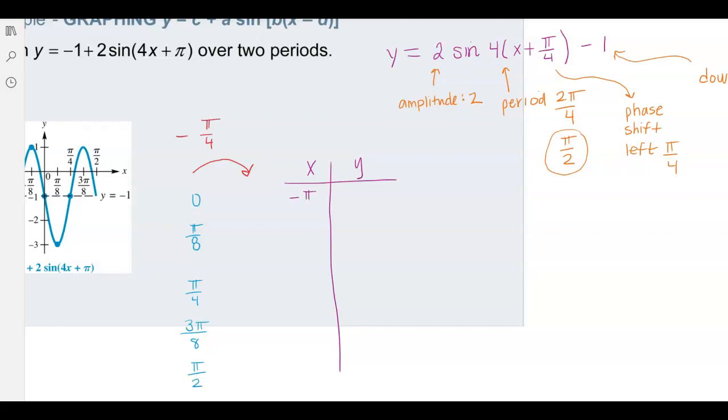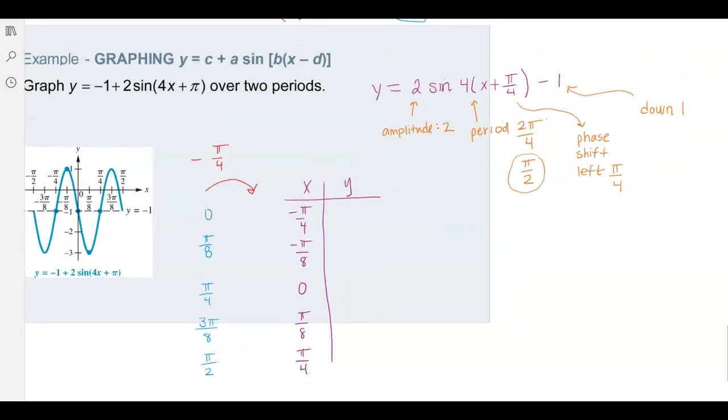So negative pi over 4. This is going to be negative pi over 8. 0. And then this will be pi over 8. Yeah. And then this will be pi over 4. Okay.